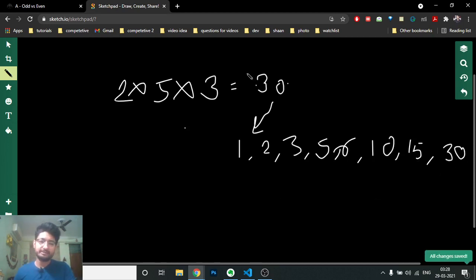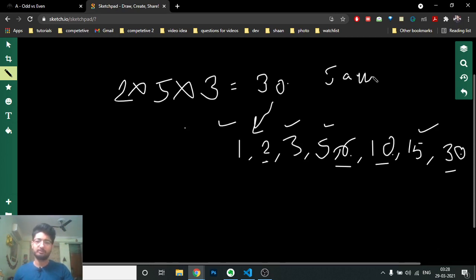Now, as you can see, there are some numbers which are even and some numbers which are odd, and in this case both counts are 4. The number of factors which are even and the number of divisors which are odd are equal in frequency. So why does it come out to be the same? That's what came to my mind.